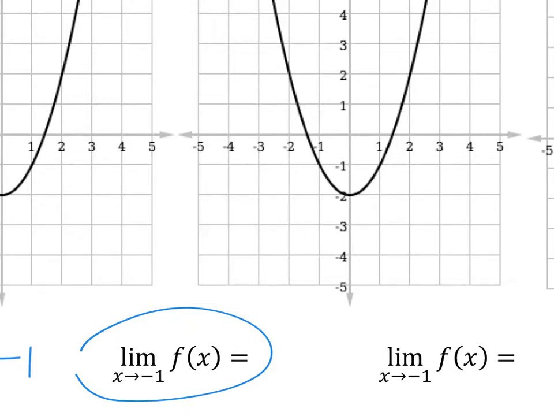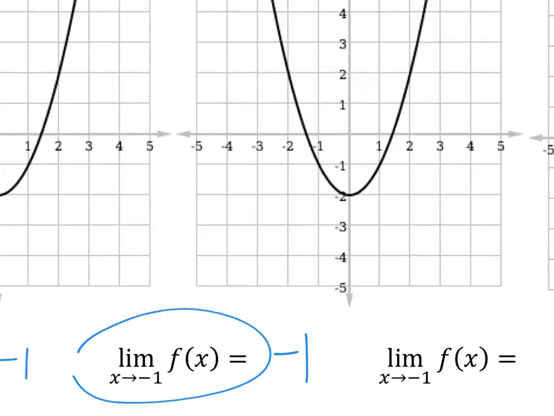All right, what do you guys think? -1, because it is going to -1 from both sides. So there is no arguing what that number is. It is -1. Last one.